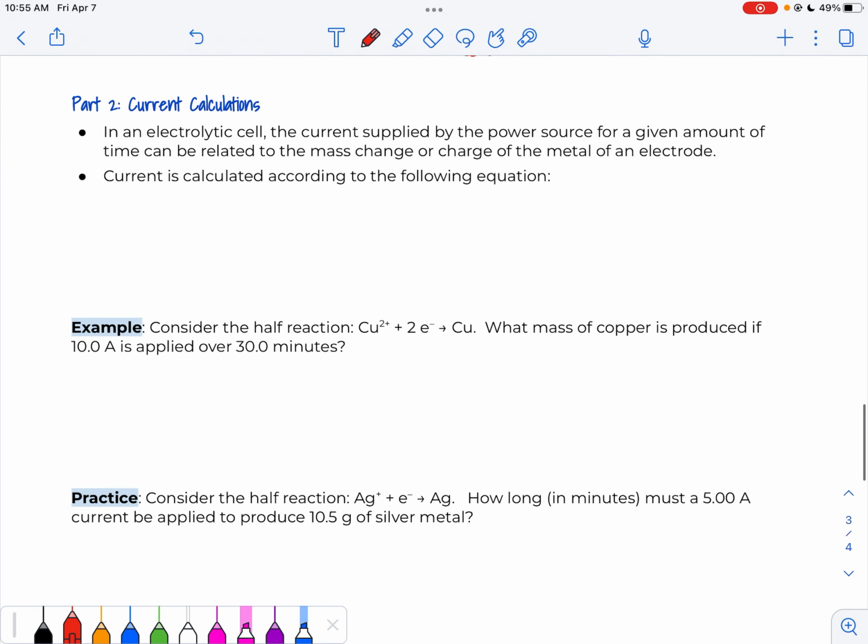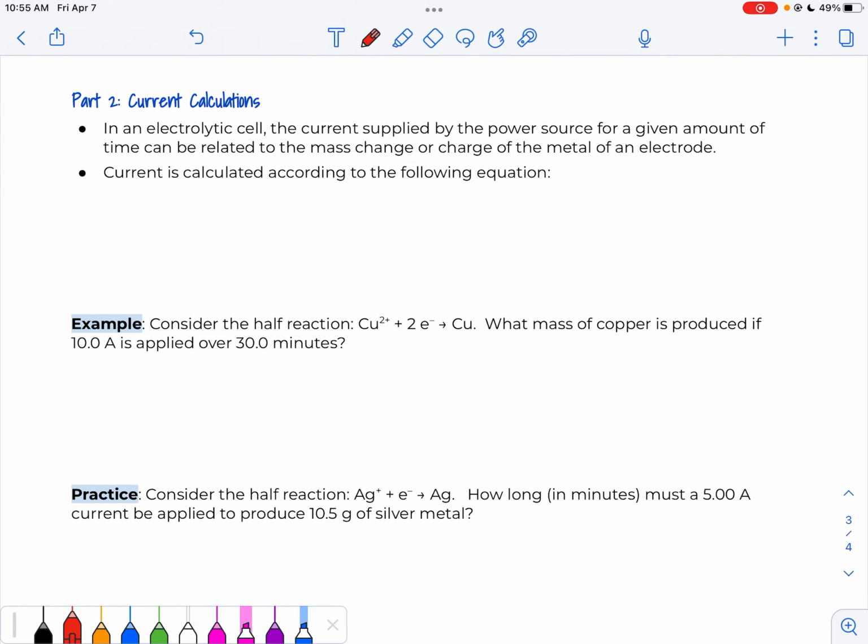Okay, so next section that we're going to deal with here is current calculations. So this is all about electrochemistry, right? And electricity is all based on this idea of flow of electrons, and the flow of electrons is defined as a current. So the current supplied by the power source for a given amount of time can be related to the mass change or the charge of the metal of an electrode. Here is the equation for how to calculate current.